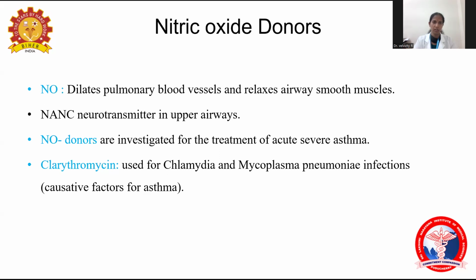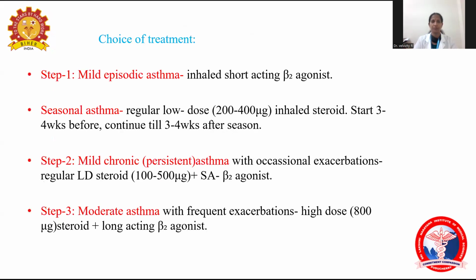We can do trial under nitric oxide donors for the treatment of severe bronchial asthma. Then we have antibiotics. These antibiotics are mainly for bronchial asthma patients because this type of patient is more prone to chlamydia and mycoplasma pneumonia infections. So macrolides are the main group of antibiotics preferred in bronchial asthma patients, and among those, clarithromycin is most commonly preferred.